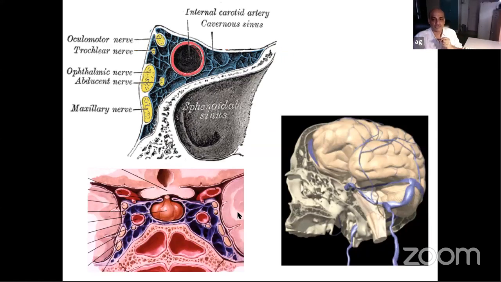See, the cavernous sinus is a hydrodynamic system. Water. The eyeball is the king of hydrodynamics, the eyeball itself. There is vitreous humor in the eyeball.